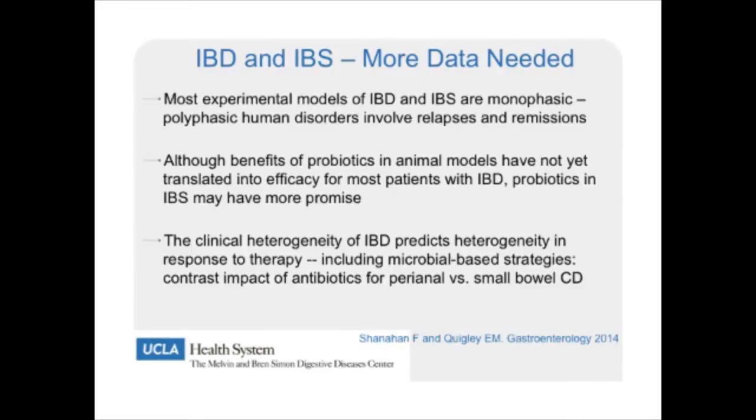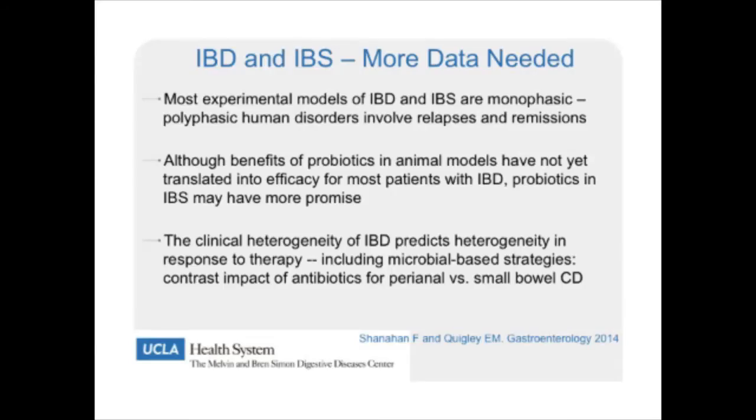In humans, basically patients have waxing and waning courses of irritable bowel syndrome or inflammatory bowel diseases, which makes it much more difficult to evaluate the use of FMT in these patients. The heterogeneity, for example, in inflammatory bowel disease is consistent with the heterogeneity we see in treatments. Sometimes using antimicrobials is helpful for perianal disease. It is not so helpful for patients with small bowel diseases. So that makes these conditions much more challenging when evaluating FMT.